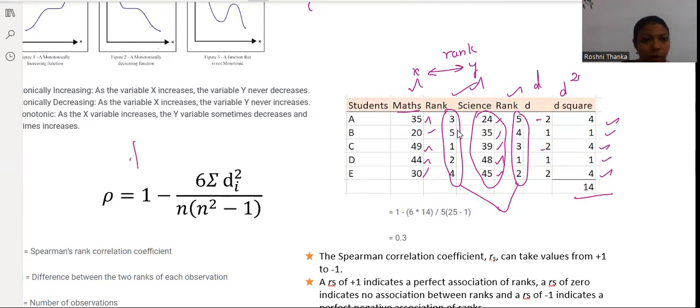So this is the formula used for Spearman. Okay, 1 minus 6 into the summation of all these d square values, divided by n. What is n? The number of values. Okay, into n square minus 1.